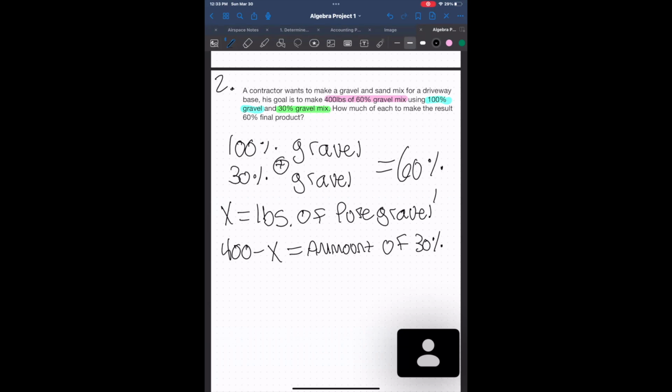Let me write that down. And then 400 minus x is the amount of 30%. So again, we're going to be keeping these numbers in our head. The 30% mix contributing is going to be written out in decimals. So that's another thing we've got to keep in our minds. It confuses me, but it's pretty straightforward. So again, for pure, we're going to use 1.0x plus 0.30 times 400 minus x.